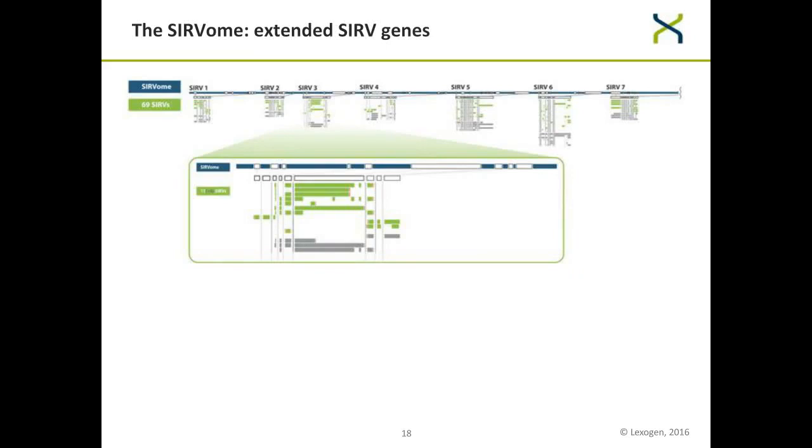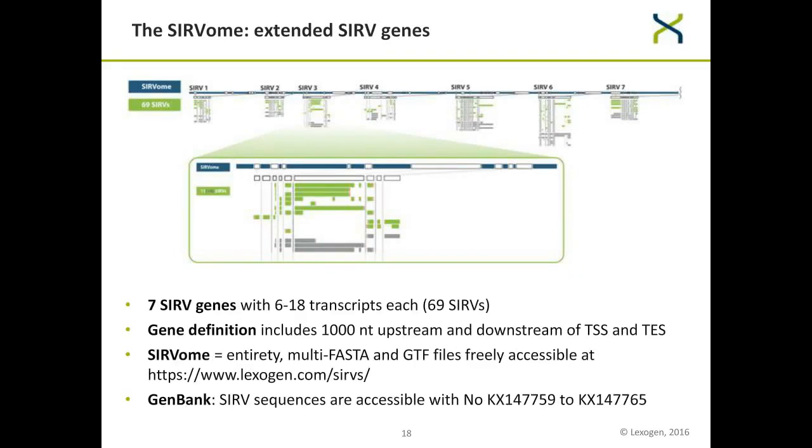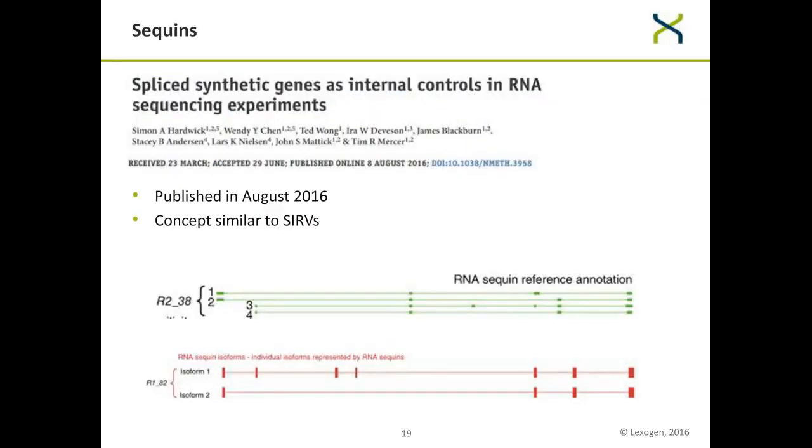So that is now a global view of the SERVs. We like to think of this as a SERV-ome. You've got here, like pearls on a string, the SERV genes with all these 69 transcript variants. Our SERV gene definition also includes 1,000 nucleotides upstream and downstream. So these are defined sequences. Taken together with the intron definition, we really have now the full SERV gene defined, which is important for some of the bioinformatics applications. All the sequences are, of course, freely accessible either at our homepage, lexogen.com/serve, or they have also been deposited at GenBank.